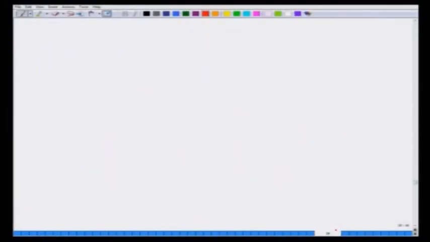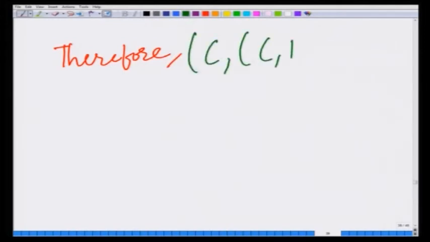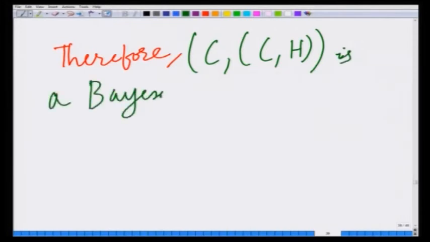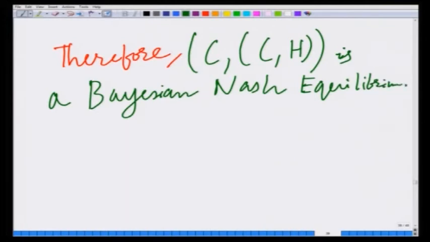Therefore, if we look at C comma H, C of the boy is the best response to C comma H of the girl, and C comma H of the girl is the best response of the girl of each type to C of the boy. Therefore, C comma H is a Bayesian Nash equilibrium. And how do we dissect this?